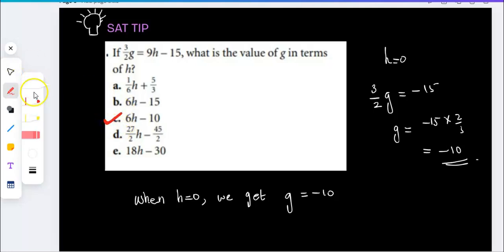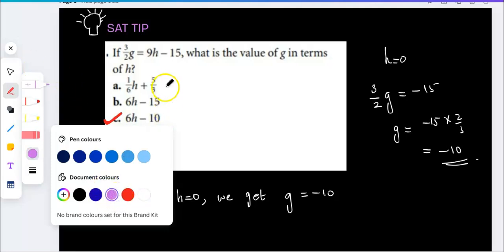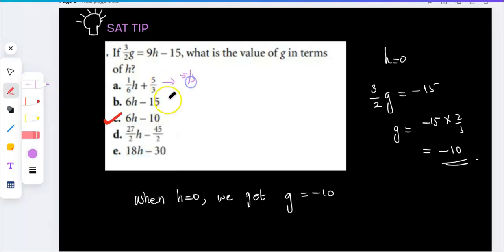The first option when I plug in h is 0 will give me 5 over 3, the second one would give me negative 15, the fourth one will give me negative 45 over 2, and the last one will give me negative 30. So the only option that gives me negative 10 is option C. So you can go with C. That will save your time.